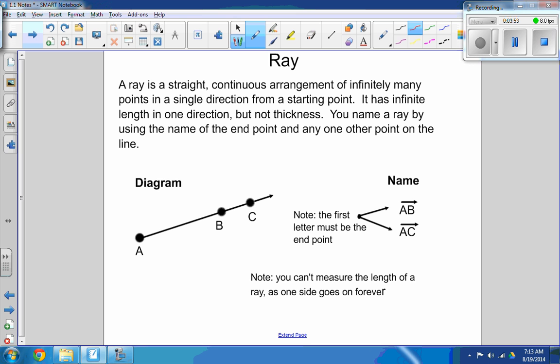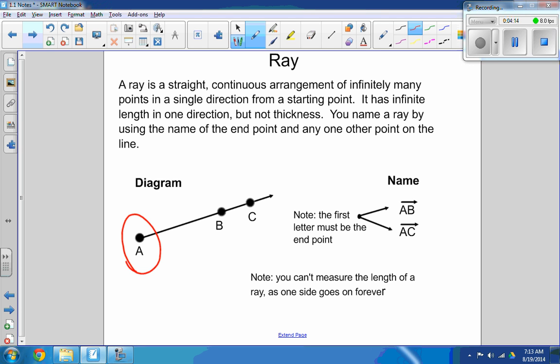A ray is a straight, continuous arrangement of infinitely many points in a single direction from a starting point. So it's like a line, but it's only like half of it. It has infinite length in one direction, but not thickness. You name a ray by using the name of the endpoint and any other 1 point on the line.